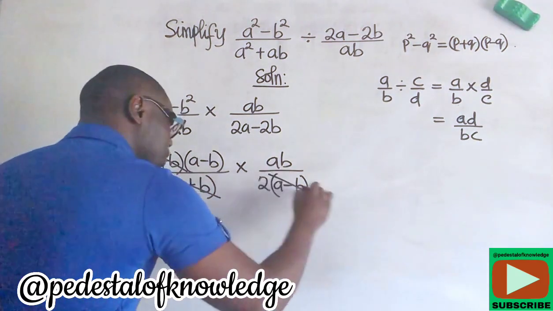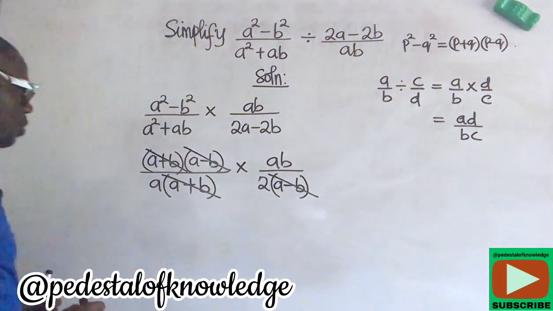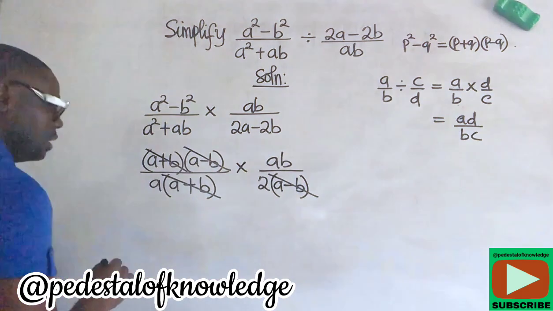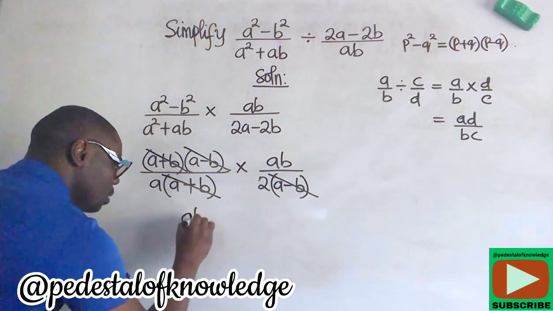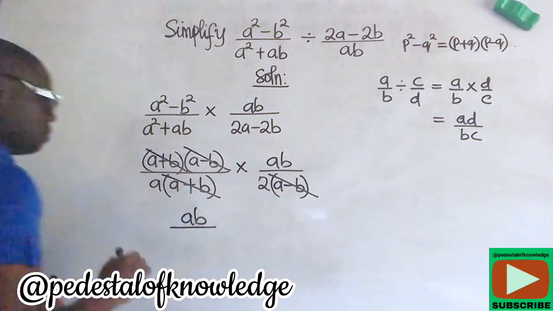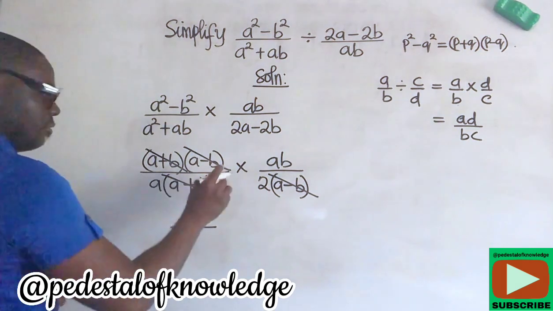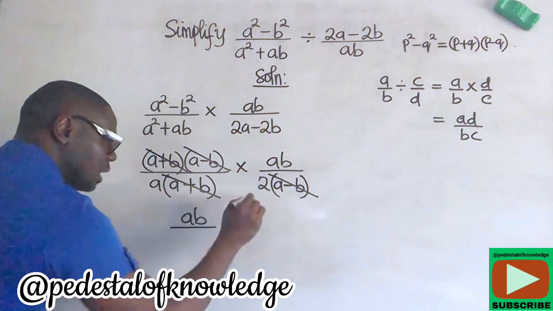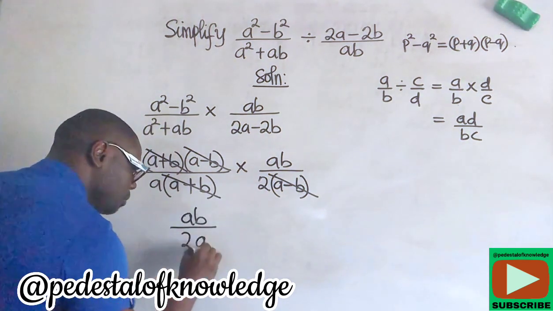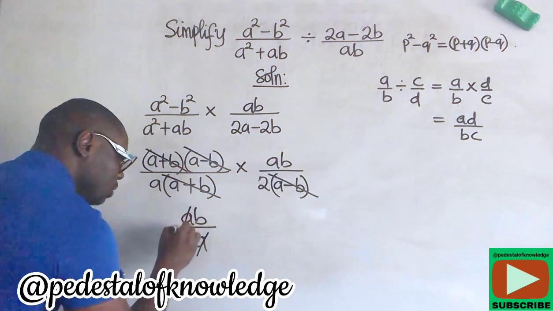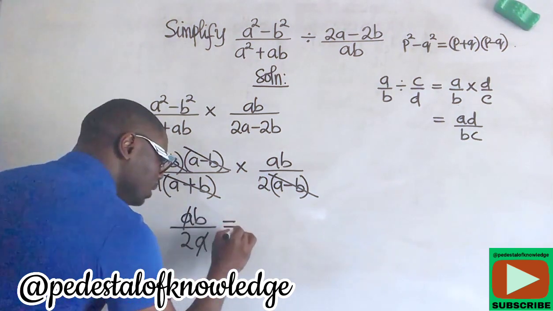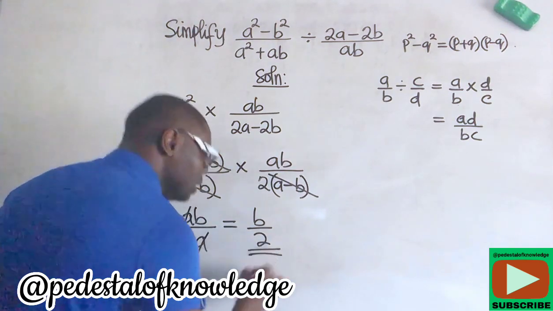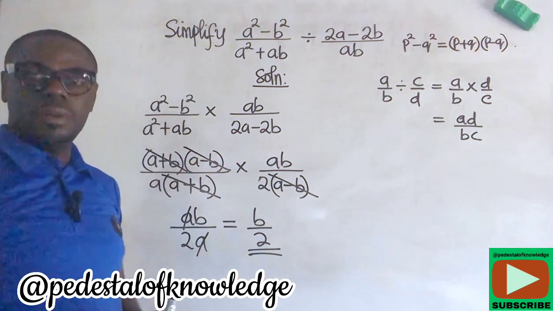We cancel this with this. So what we have here now is 1 times ab, and 1 times ab is equal to ab divided by, now what we have in the denominator now is a times 2. So a times 2 is 2a. And this a here, we cancel this a. So we are now left with b over 2. And that is the answer to this very problem.